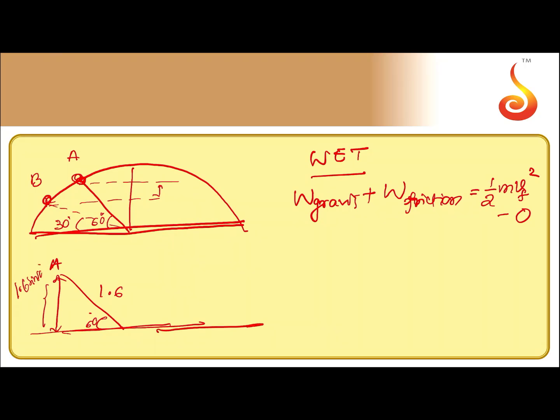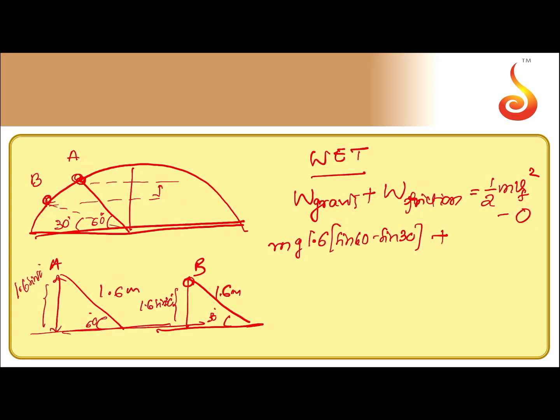And likewise, can we also find out the position B? Yes, 1.6 meter of course, and this is 30 degrees. So this is 1.6 sine 30. So what is the distance by which it falls? 1.6 sine 60 minus 1.6 sine 30. So m into g into 1.6 times sine 60 minus sine 30. That's right. Then plus work done by the friction.